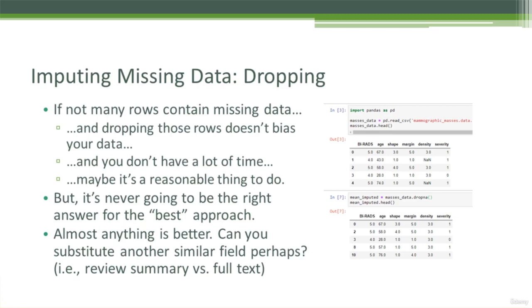For example, I might have a data set of customer reviews on movies, right? Maybe if I have a review summary and a full text review as well, it would make more sense to just take the review summary and copy that into the full text for people who left the full text blank, as an example. So almost anything is better than just dropping data.